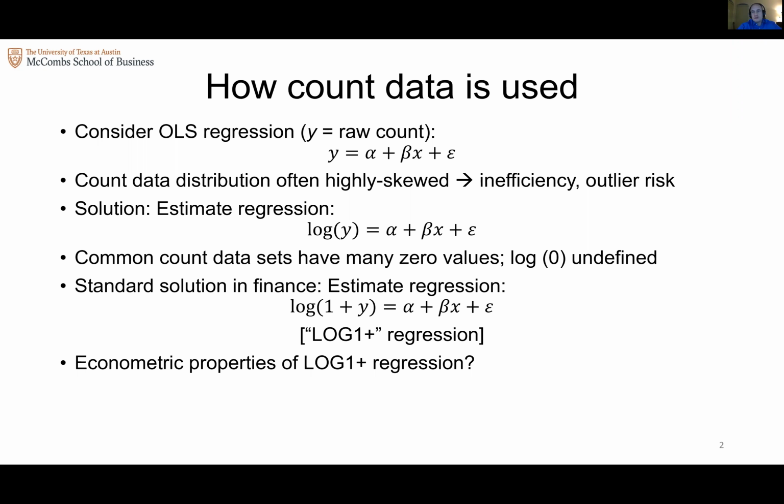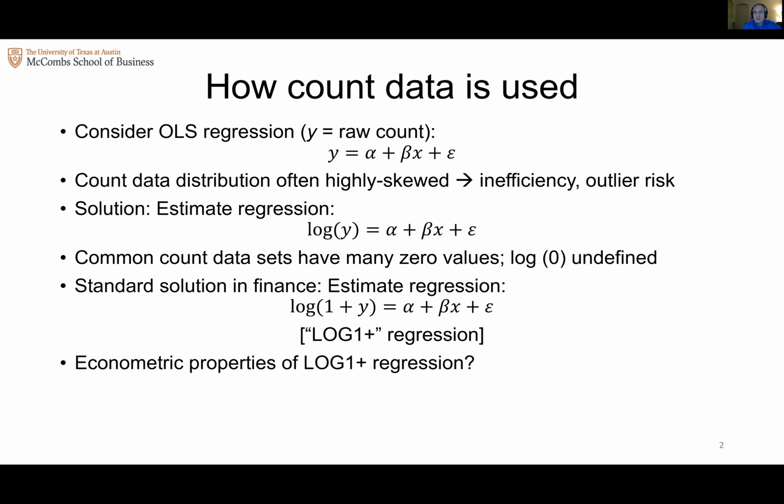So you get this very skewed distribution, which means that an OLS regression like the one described on the first line here is going to be inefficient. And then we always have to worry about the fact that there might be some outliers out there that are going to have a big effect on our estimates. So the standard way of solving this problem would be to just take the log of the count variable. That's going to effectively get rid of a lot of this skewness. It's going to result in a more symmetric distribution.